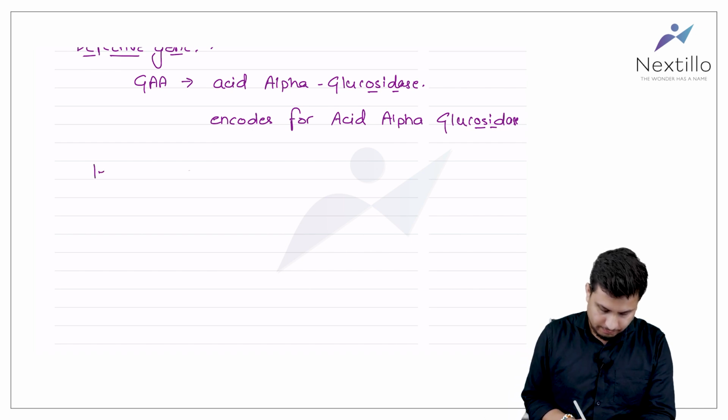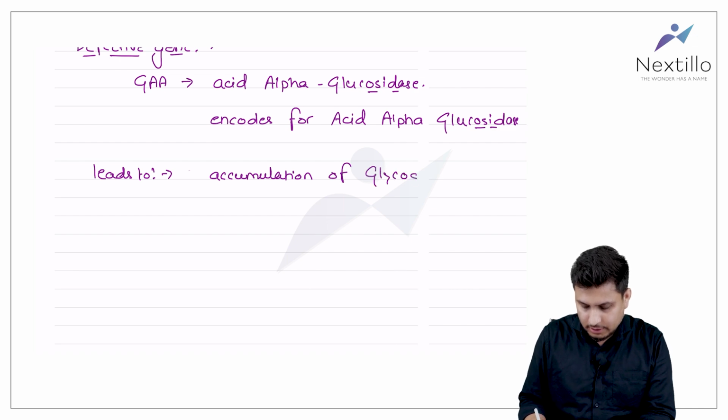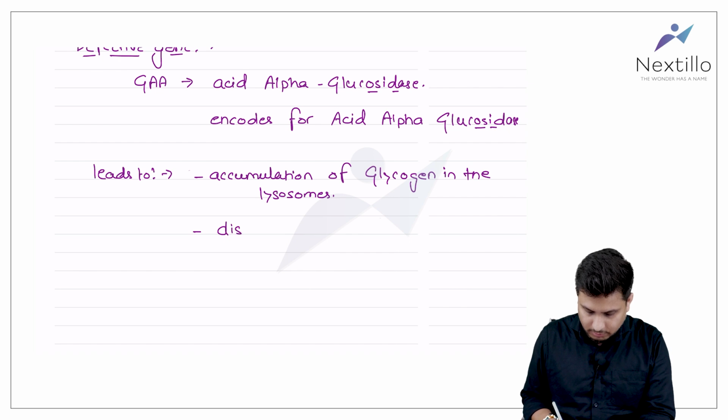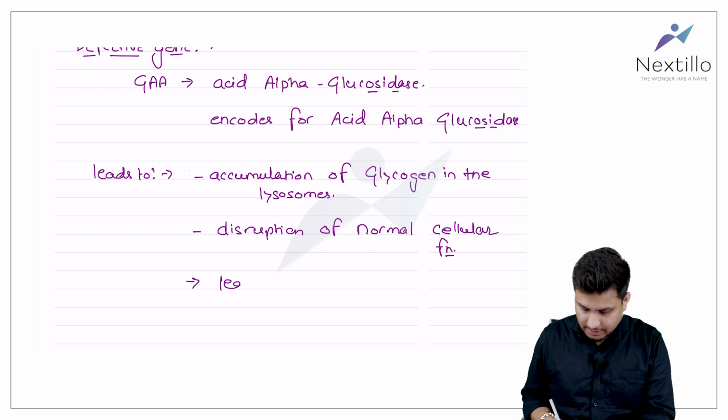Okay, this leads to accumulation of glycogen in the lysosomes, disruption of normal cellular function, leading to muscular weakness throughout the body.